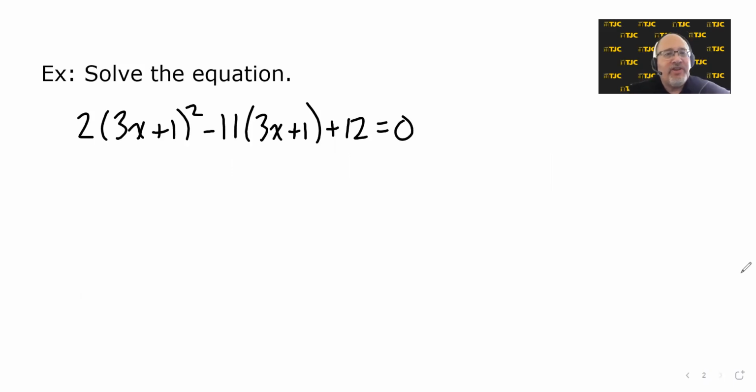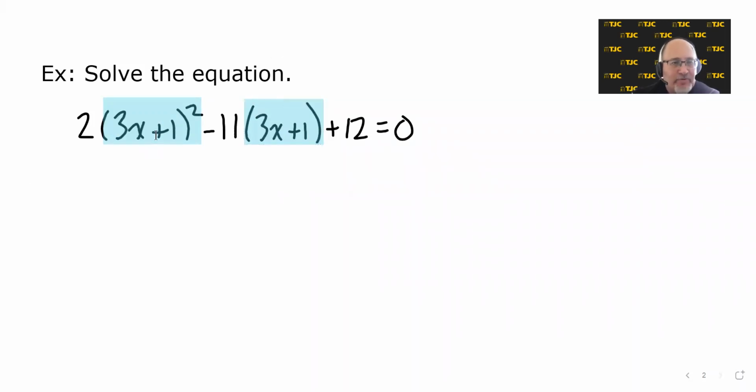For example, this is an equation that was illustrated as an example of an equation quadratic in form in the previous video. We have 2 times open parentheses, 3x plus 1 close parentheses, and then squared, minus 11 times open parentheses, 3x plus 1 close parentheses, plus 12 is equal to 0. Notice that this is quadratic in form. It's quadratic in form because it has an expression squared and an expression to the first power. Now, how can we take advantage of that?